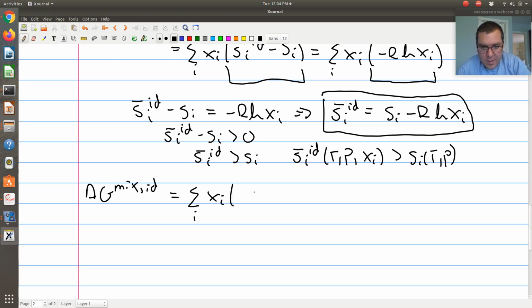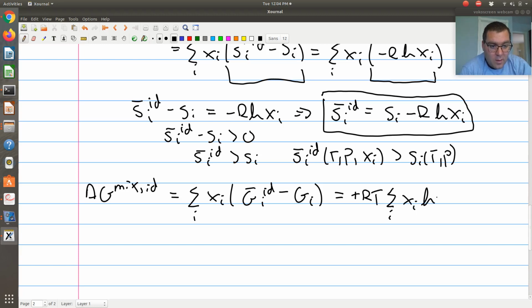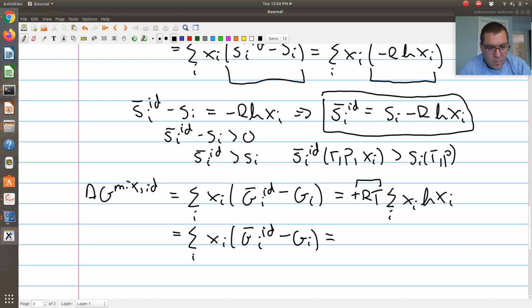Now if we go to G, delta G of mixing in my ideal solution, by definition, is the sum over I of Xi times (G bar I ideal minus Gi), and that must be equal to RT times the sum over I of Xi log Xi. So we're mixing at constant temperature and pressure. This is constant, so I'm going to bring it into my sum, just to simplify matching, as you see the magic trick from last time. Now we did exactly this when we talked about partial molar properties in ideal gases. And so hopefully, if it didn't make sense then, you're starting to see it here.